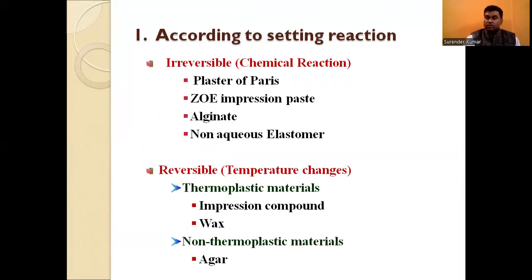Whereas the reversible ones set by temperature change. So they can be thermoplastic materials. That means you give heat and it becomes softened; upon cooling, it will become hard or rigid. So the examples are impression compound and the waxes, whereas non-thermoplastic materials are agar.